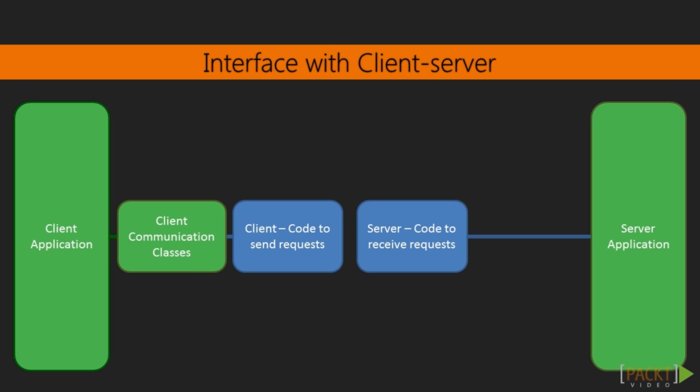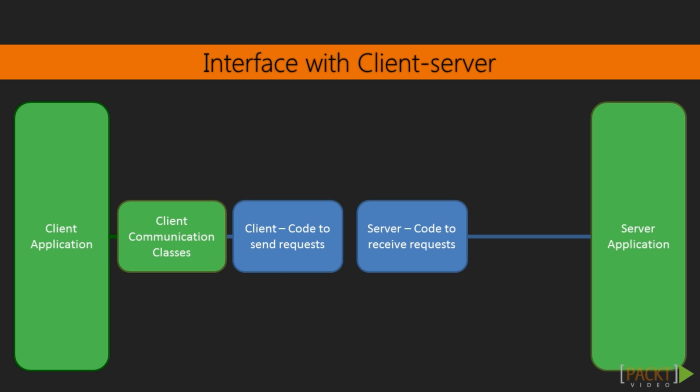For this video, we're going to look at a diagram in order to describe the method of doing this. We won't step through the code itself. However, this example's code with the simple client-server application is available in the course's resources. So here we have a client application that calls some communication classes that contain code to send requests to the server. The server receives the requests and then passes that information to the server application.